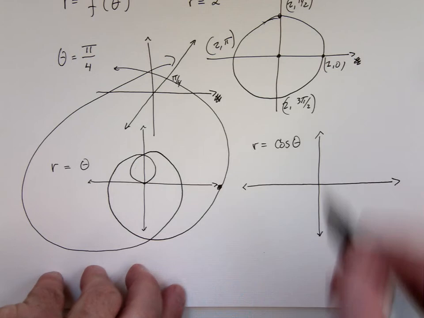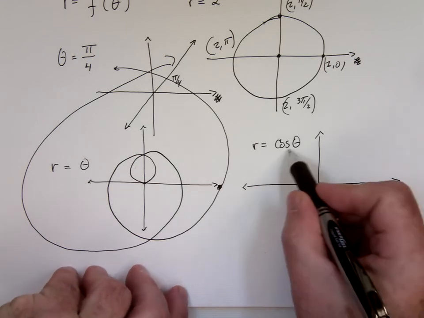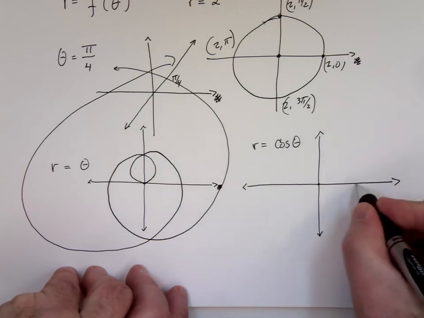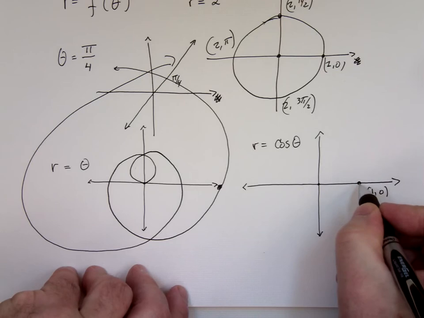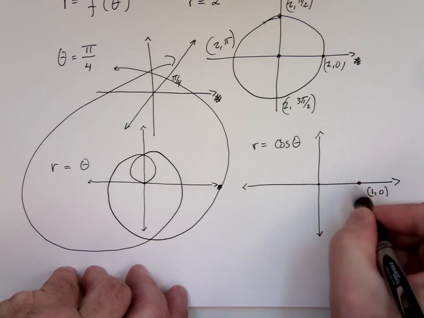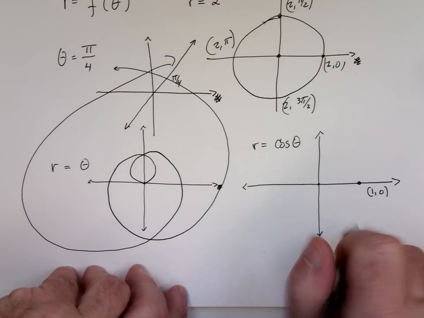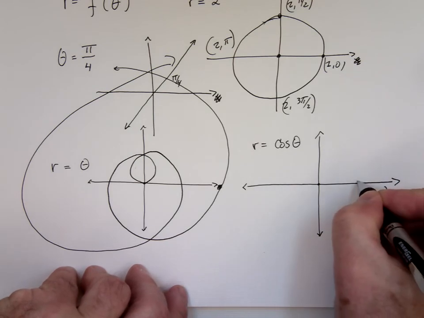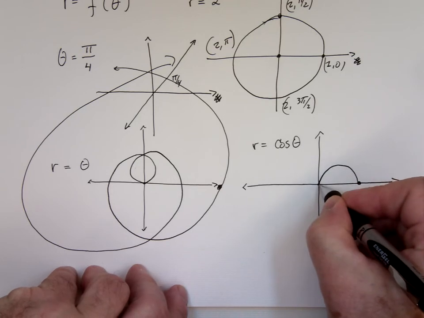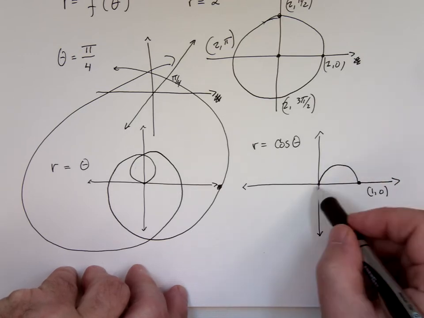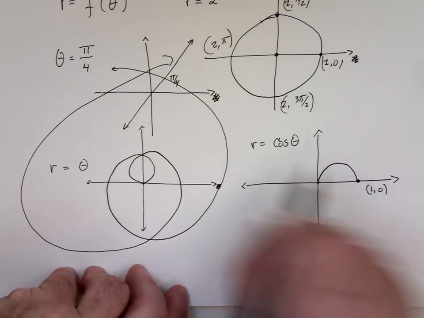Start here at theta equals 0. When theta is equal to 0, r is equal to 1, actually. It starts here. Now, as you increase theta, what happens to r? It decreases. Cosine decreases. At pi over 2, cosine of pi over 2 is 0, r is 0. We're at the pole at pi over 2.